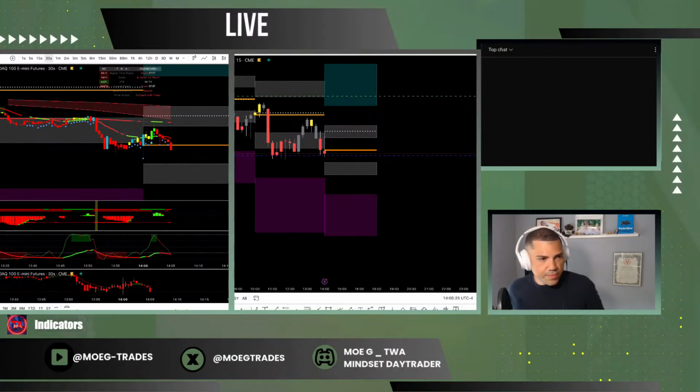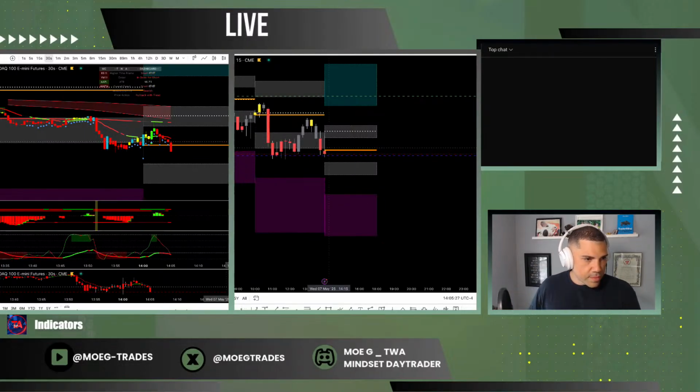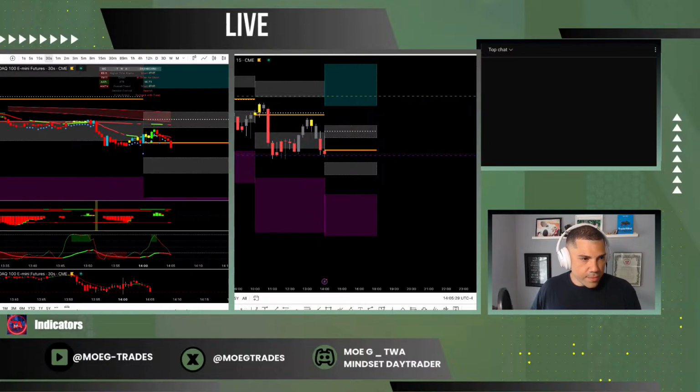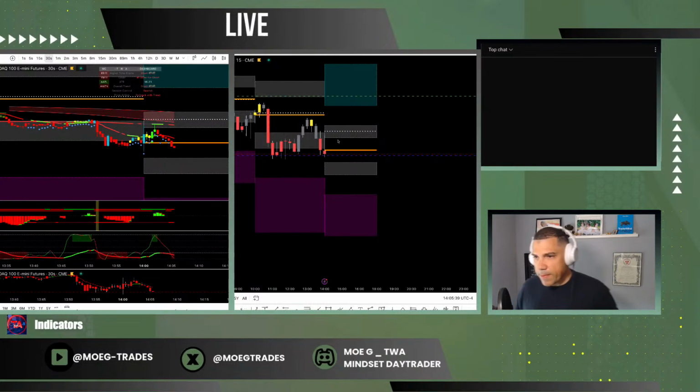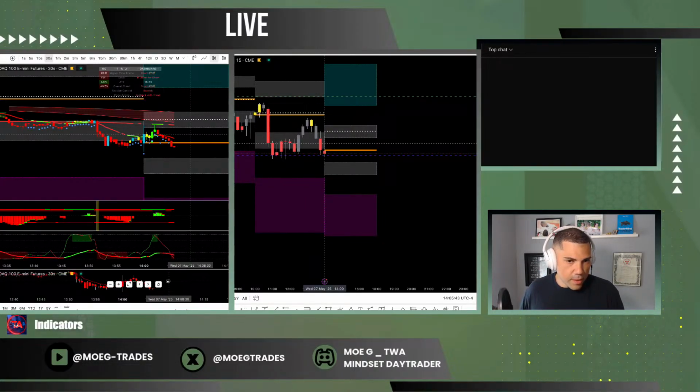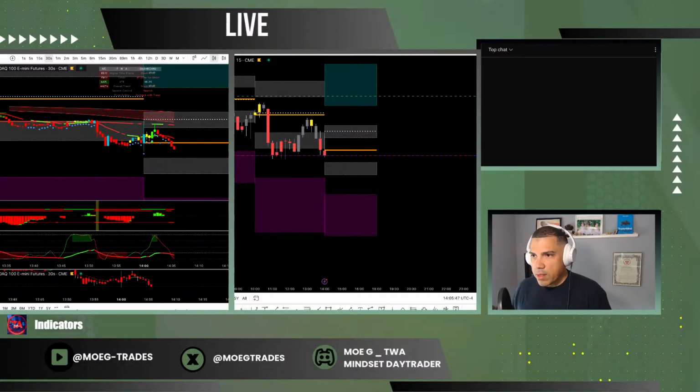Here we go. There we go. You can see how quickly this changed over. We touched the expensive box and we came right down. TPOs are still red, so there's no longs at this time. Just move this over here.